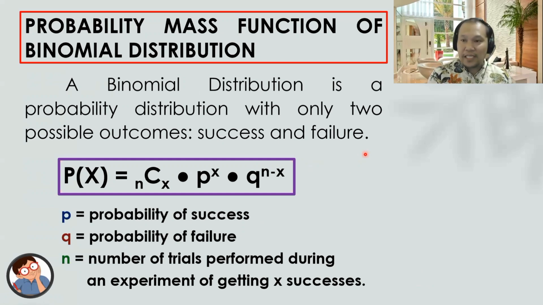Now, I hope you were able to learn from our discussion in this video learning that when you are going to get the probability of a certain random variable wherein there are 2 possible outcomes, success and failure, and without providing the sample space, we are able to find the probability of a certain random variable by applying the concept of the probability mass function of binomial distribution. Remember, binomial distribution is a probability distribution with only 2 possible outcomes, success and failure.